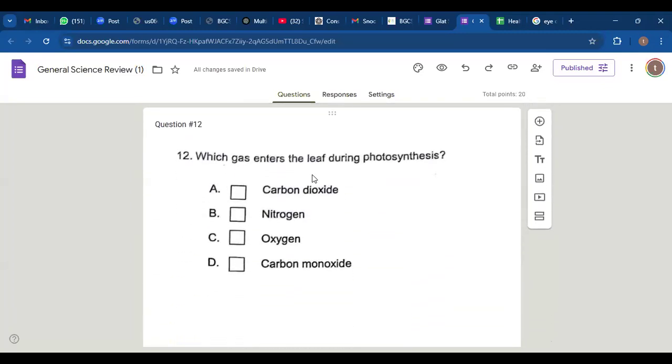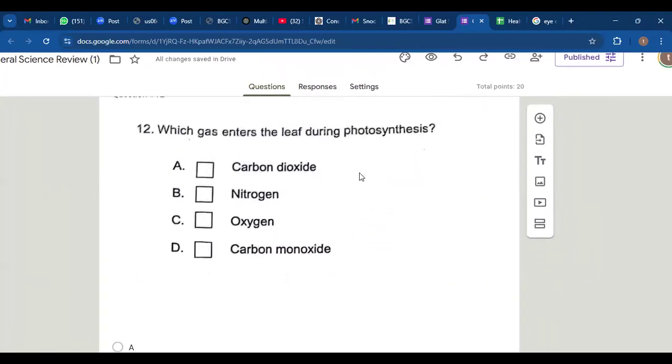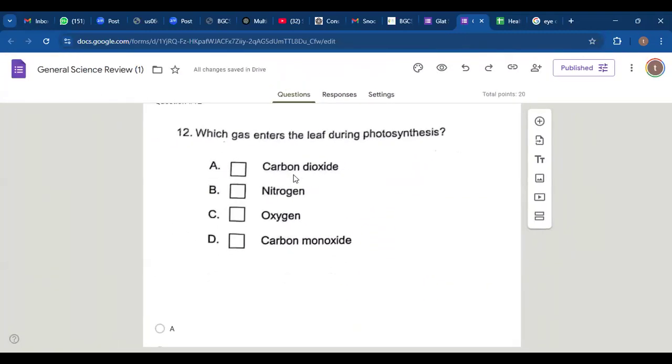Which gas enters the leaf during photosynthesis? Carbon dioxide. Very good. How do y'all know it's carbon dioxide? Because it's coming in. It goes inside of the plant and it exhales oxygen. Remember, plants need what? Carbon dioxide. So that's why it enters the leaf.